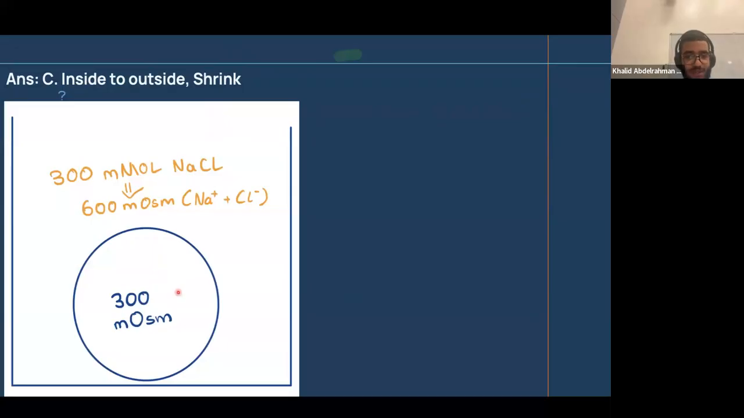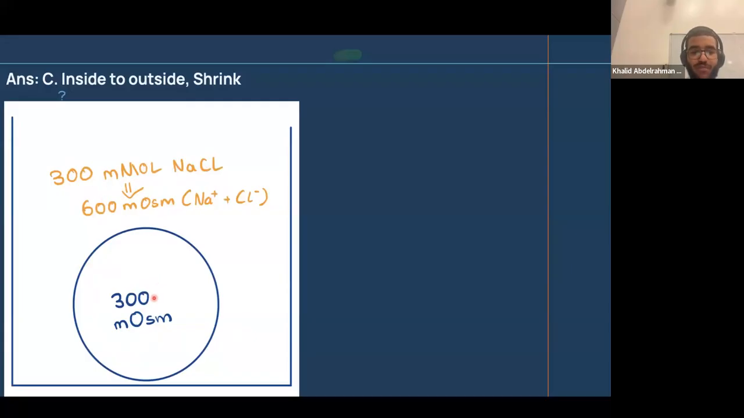Why is it inside to outside? So the cell was equilibrated at 300 milliosmoles of glucose. Okay, so now the cell is at 300 milliosmoles, and then you placed it in a solution with 300 millimoles of NaCl. And we said mole is osmolality and not osmolarity. So in order to convert it to osmoles, we need to see how many particles it will become when it's put in a solution. And NaCl becomes 2 particles. So we will double the number. It will become 600 milliosmoles.